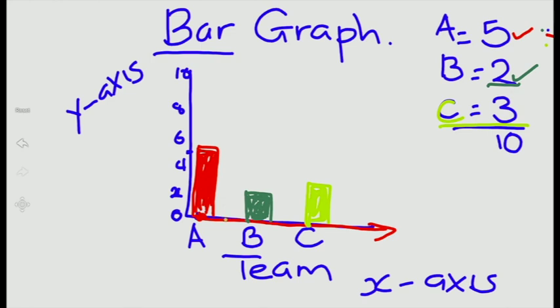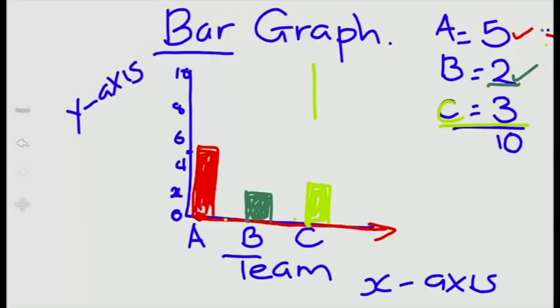Look at the spaces in between the graphs. The graphs are not touching each other. Most of you start drawing the bars attached to each other like this. This is not correct. This is not an example of a bar graph. This is an example of a histogram. We are not looking at the histogram today.